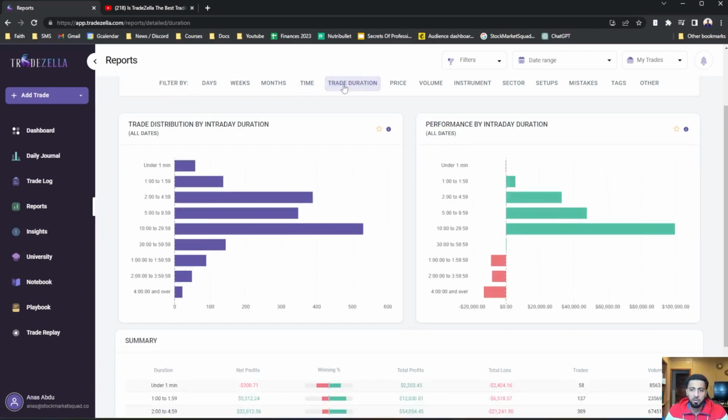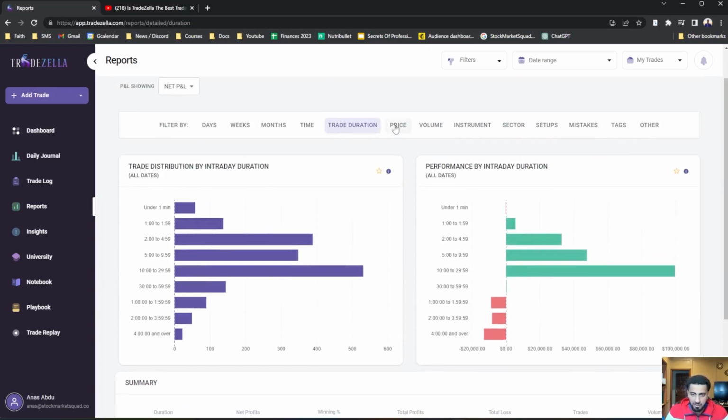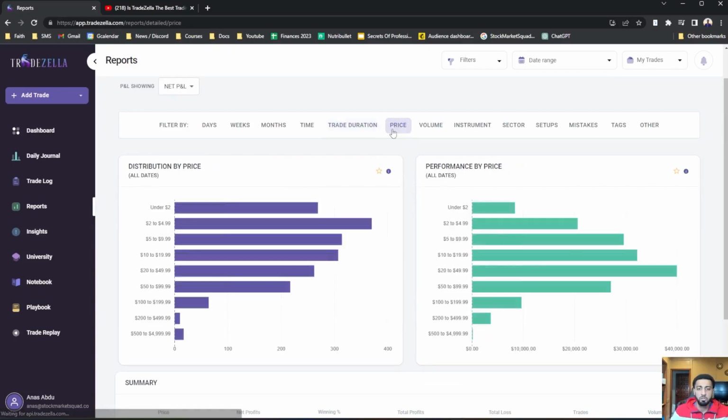You can also see how good you're doing depending on how long you're holding the trade. So for example, based on this, most of the money that I'm making is when I'm holding anywhere between 10 minutes and half an hour. And anytime trades go an hour or more, I'm losing money, right? So there's a lot of different ways that you can really get some detailed information on your own trading that might not be so obvious if you're just using maybe an Excel sheet or a pen and paper, right?